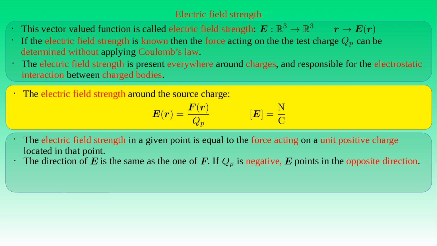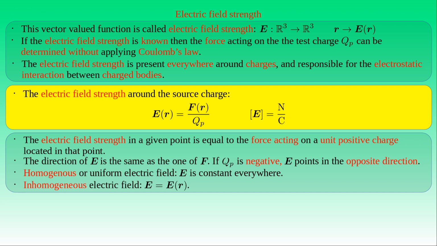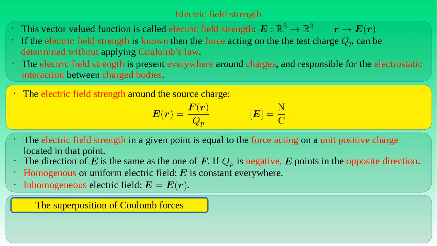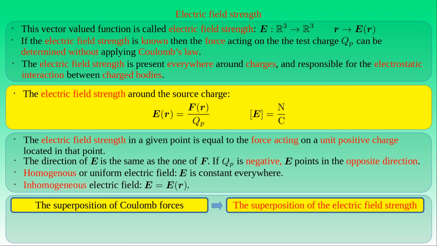If the electric field strength is independent of the position, that is, the vector E is constant, then we call it a homogeneous electric field. Otherwise we talk about an inhomogeneous field, and the vector-valued function E determines the variation of the electric field strength in space. We have already applied the principle of superposition for the Coulomb forces acting in a system of point charges. Since the electric field strength is determined by Coulomb's law, we can extend this principle to the electric fields created by a system of point charges.